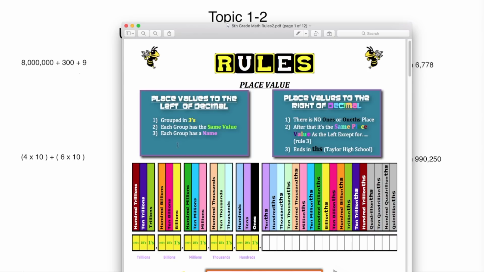And the third one, this is everything right here. You need to write down in your notes right now. Number 3, each group has a name. This group of threes, it's called the hundreds. This group of threes, the thousands. This group of threes, the millions. This group of threes, the billions. And this group of threes, the trillions. Okay? So make sure you've written all 3 of these down in your notes. Go ahead and push pause.